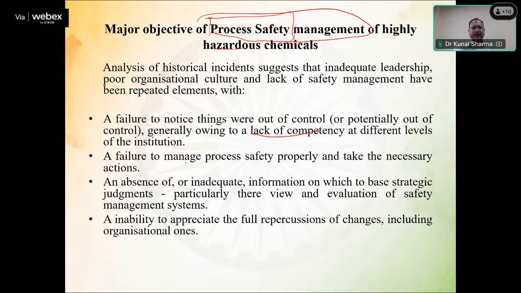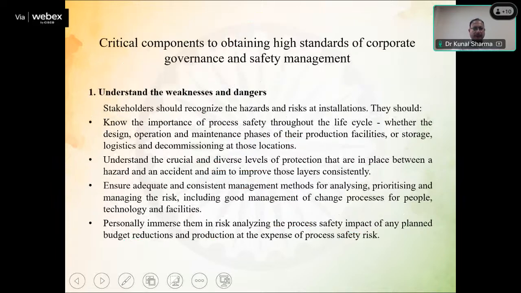Lack of competency to manage process safety properly, an absence of adequate information, all these things counter. Inability to appreciate the full repercussions of changes, including organizational ones. Generally, in our system or in any part of the world, we focus on this. We cannot say we will change everything. We focus upon the intermediate part, how to utilize the resources and go for the management part only.